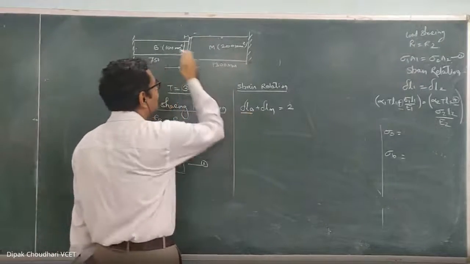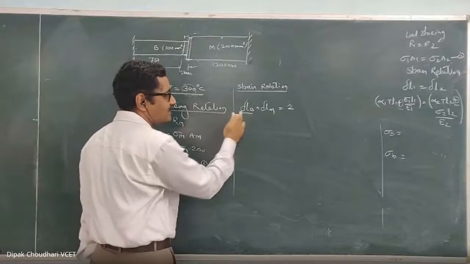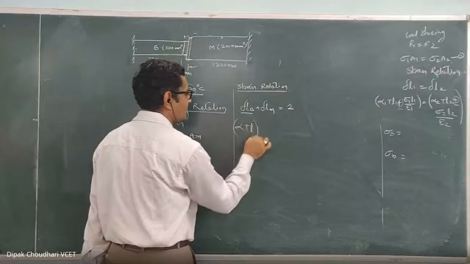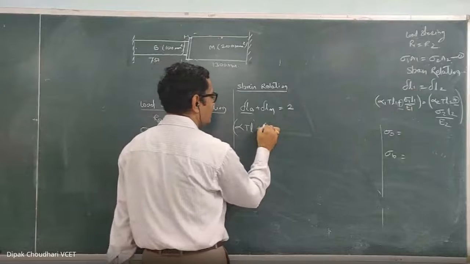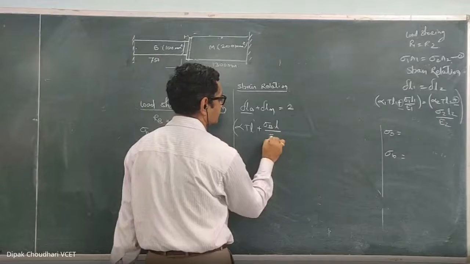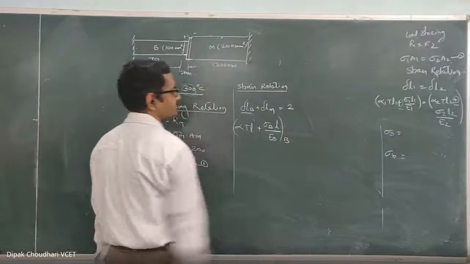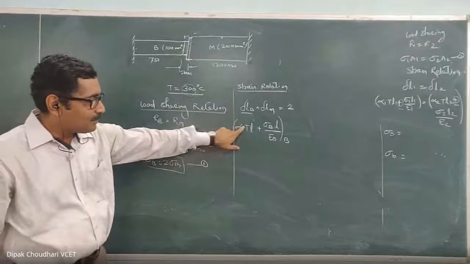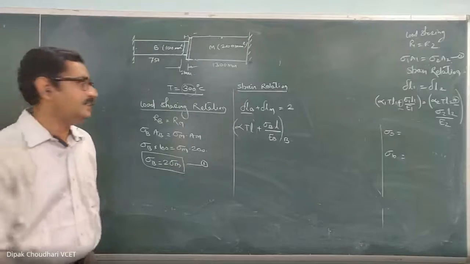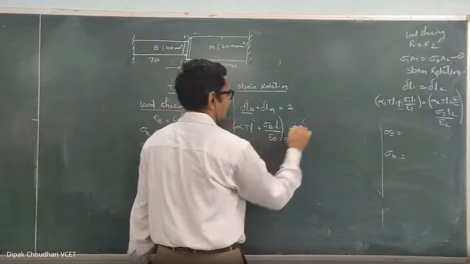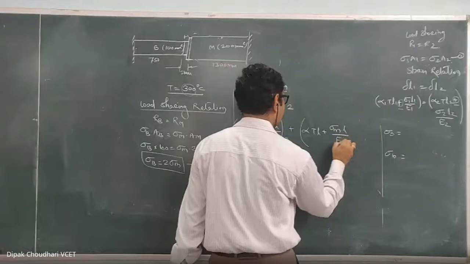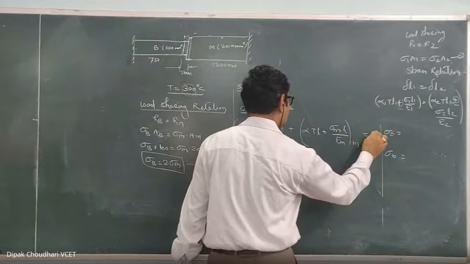Okay. So this delta LB plus delta LM equal to 2 millimeter. Now this delta LB is the total final deformation of the brass, which consists of two components. It is the free deformation because of the change in temperature plus the deformation because of the axial force. This is for the brass. Plus, same thing for the magnesium. It is alpha TL for the magnesium plus sigma M into L upon EM. This is for magnesium, and this summation is equal to 2.